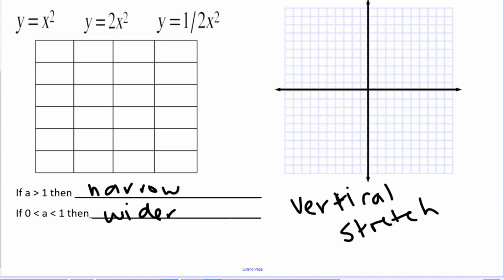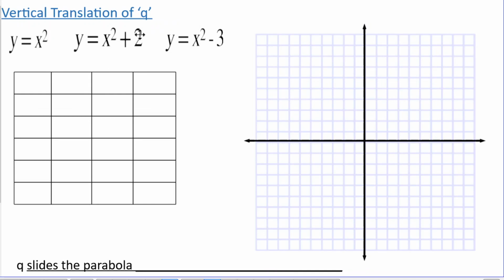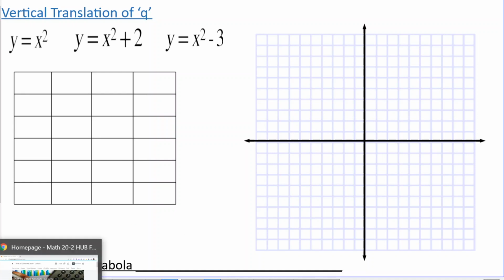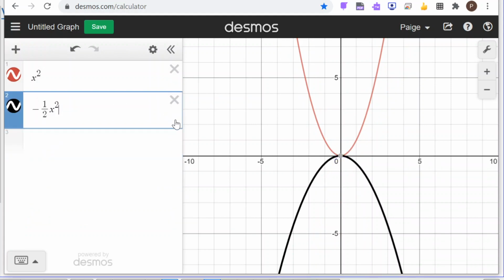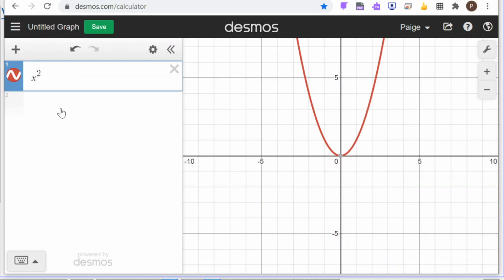So that's what our a value does. What happens when I start to add some values outside, when I add some q values? And this kind of looks like c, but we'll see how it can be a bit different. So let's clear these graphs out of here. We'll keep our regular x squared. Right, that's our basic graph, what we like to compare to.